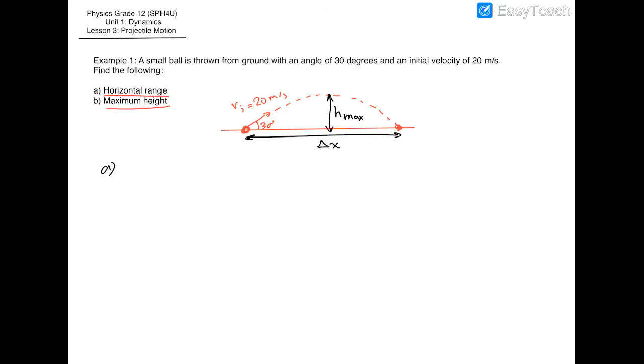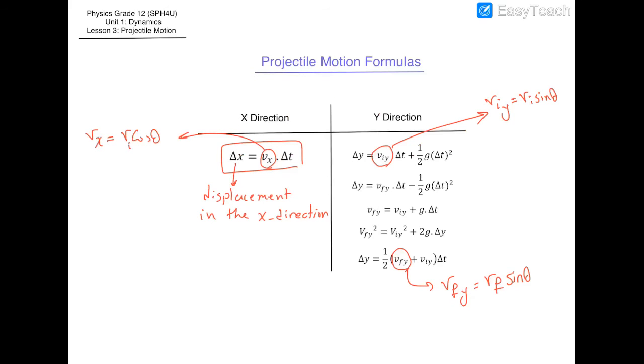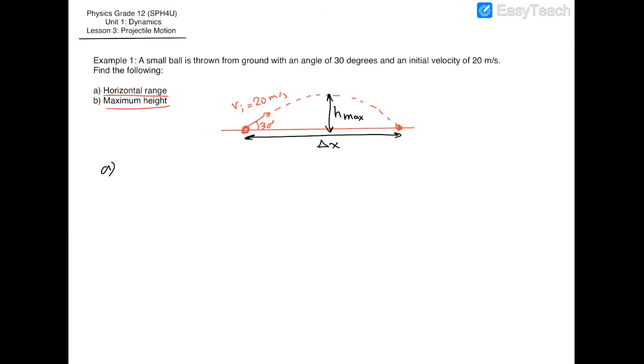How do I find delta x? So if I go back to the formulas that I have, the only formula that has delta x is the one on the left side. Okay, so let's use that. So delta x is Vx times t. Instead of delta t, I'm going to just use t because it's easier. So do I have delta x? No. Do I have Vx? I know that Vx is Vi cosine theta.